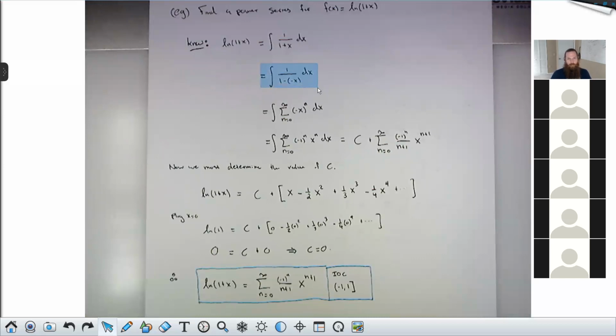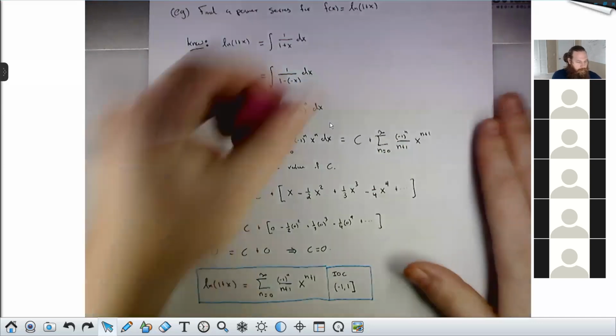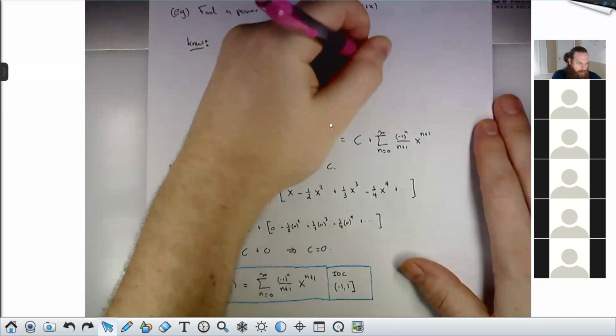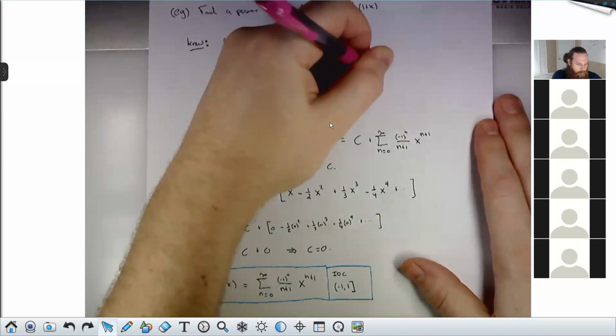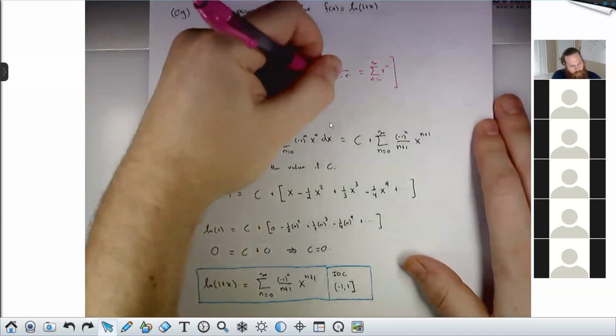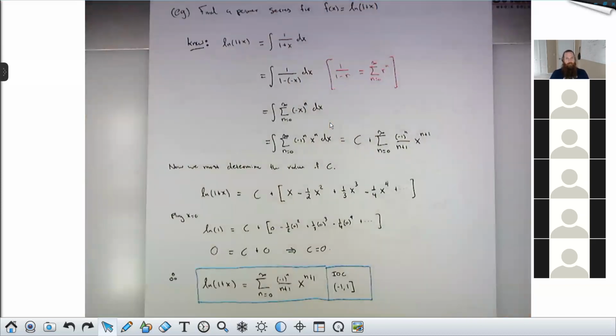Again, to go from this step to this step, I'm using the geometric series trick. In this step I used the fact that 1 over 1 minus r is the sum from n equals 0 to infinity of r to the n. And that lets me replace this by this.